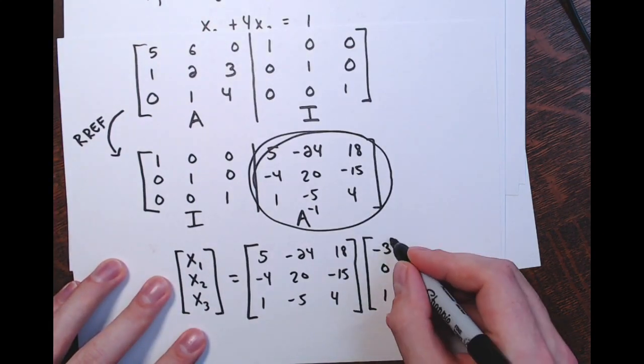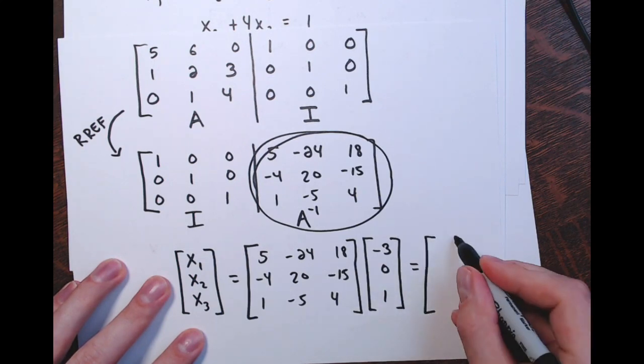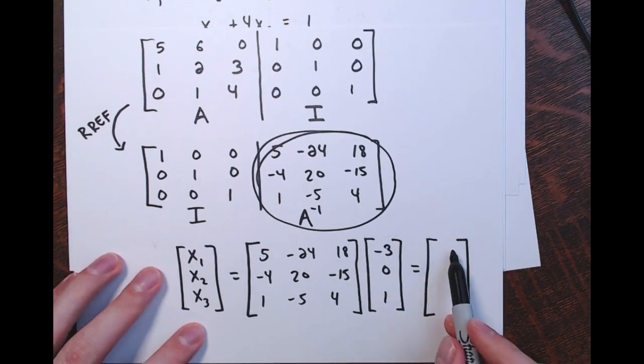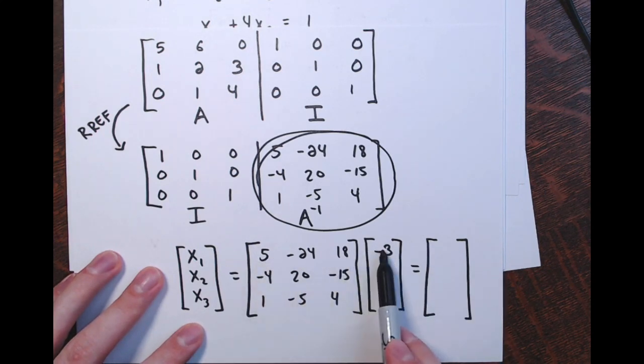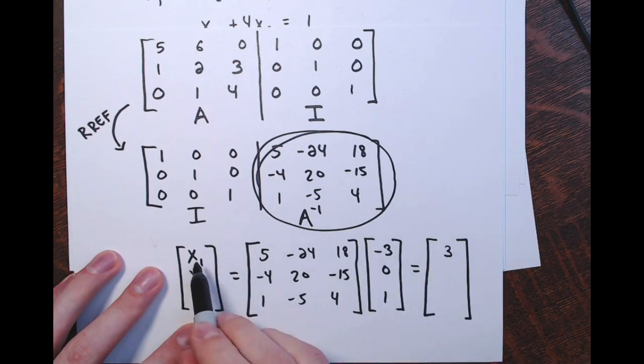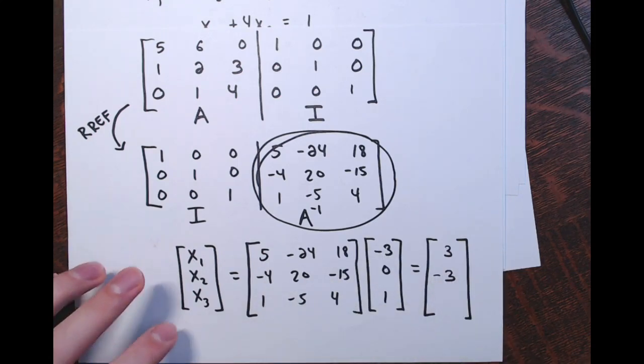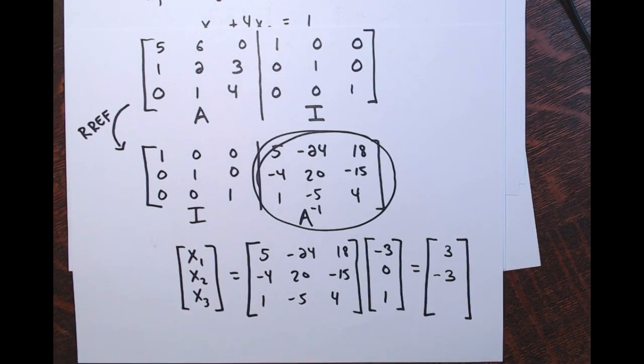And this is a 3 by 3 times a 3 by 1, so it should be a 3 by 1. First row, first column, you'd have negative 15 plus 0 plus 18, that'd be 3. So that'll be the value of x1 in the solution to this system. Second row, first column would be 12 plus 0 minus 15, that'd be negative 3. So the value of x2 in the only solution to this system would be negative 3. And then the third row, first column would be negative 3 plus 0 plus 4, that's 1.